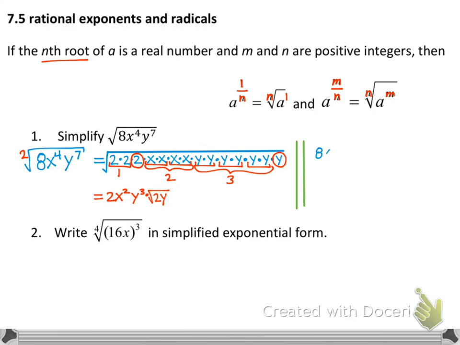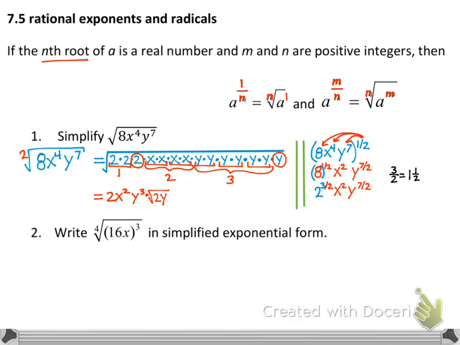Another way of looking at this is from the exponential values. From the statement above, the square root is raised to the 1/2 power. So we have 8x to the 4, y to the 7th, all raised to the 1/2. Since everything's multiplied, we can distribute the 1/2 to each of those terms. 8 to the 1/2, x to the 4th to the 1/2 is x squared, and 7 times 1/2 is 7/2. We then can take 8 and write that as 2 to the 3rd, since 2 to the 3rd is equal to 8. So that gives us 2 to the 3/2 power, x squared, y to the 7/2.